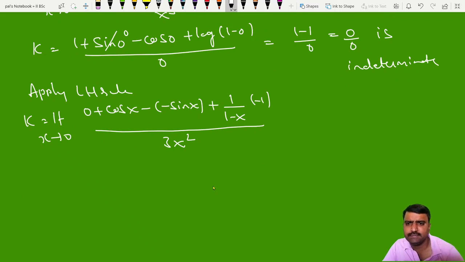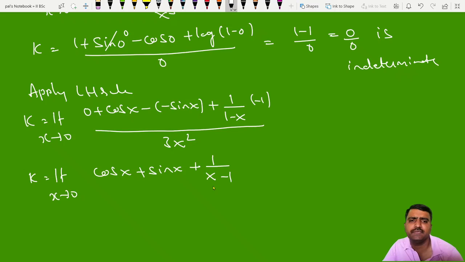So now k is equal to limit x tends to 0 of cos x plus sin x, this becomes minus. To remove this minus, 1 minus x can be written as x minus 1, so plus 1 by x minus 1. If you multiply this with minus, 1 minus x becomes x minus 1. Now this whole divided by 3x square.